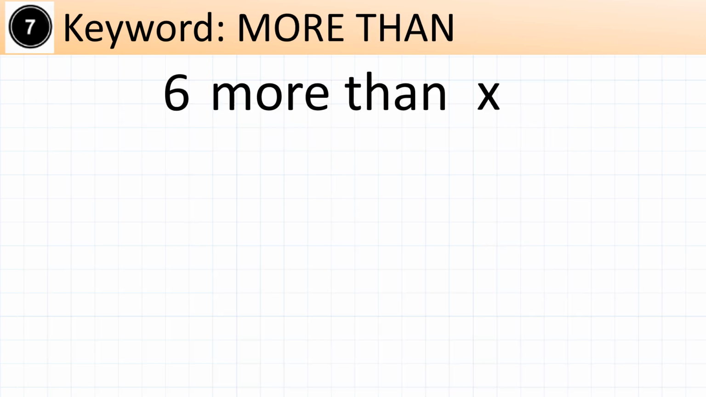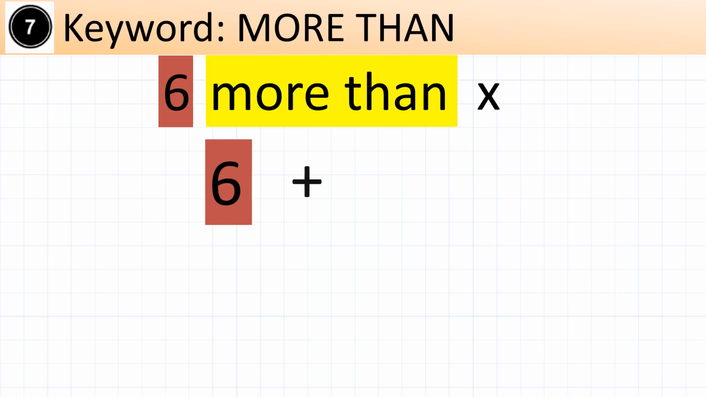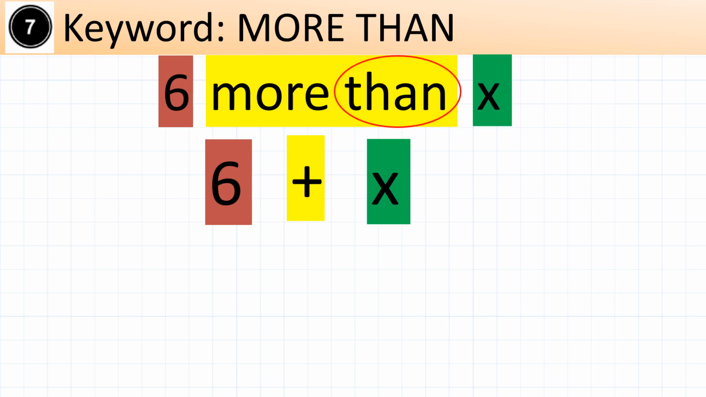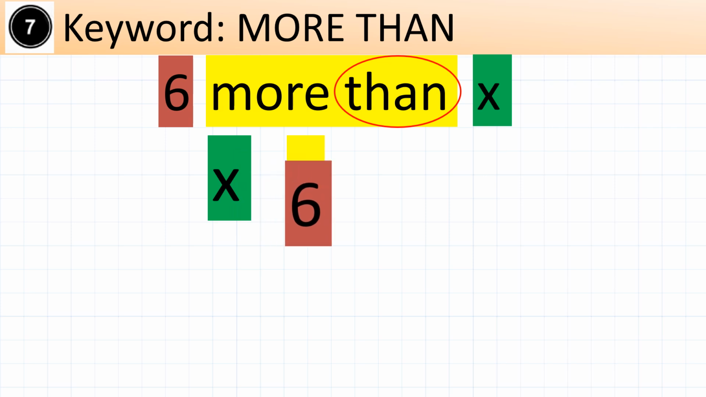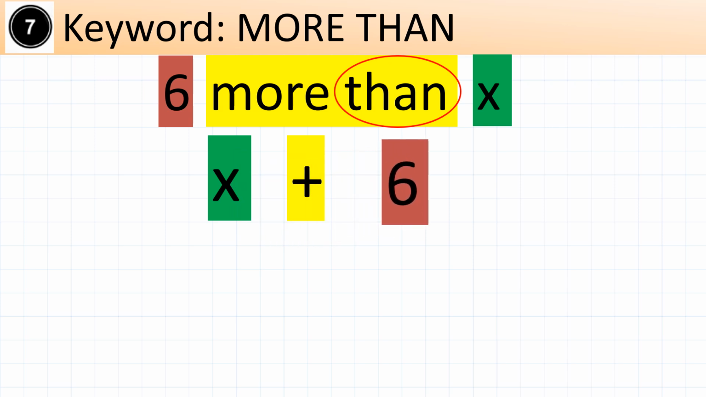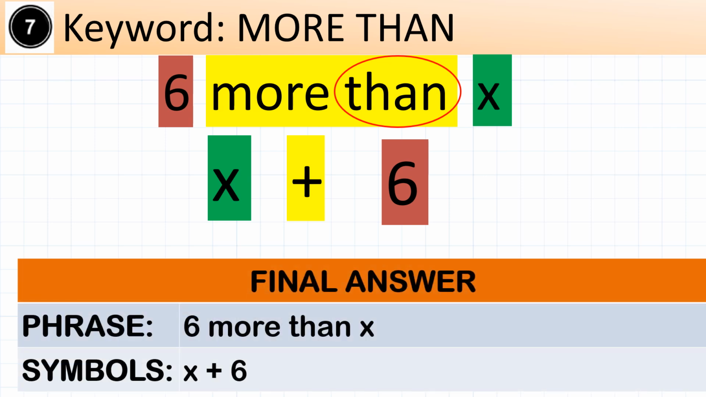Another keyword is more than. Let's use this keyword in a mathematical phrase. For example, 6 more than x. So 6, copy. More than means addition, so it can be translated to a plus sign, and we copy x. Now, since we have the word than, what you will do is to exchange 6 and x in their position. So 6 more than x is translated to x plus 6. And that is our final answer.